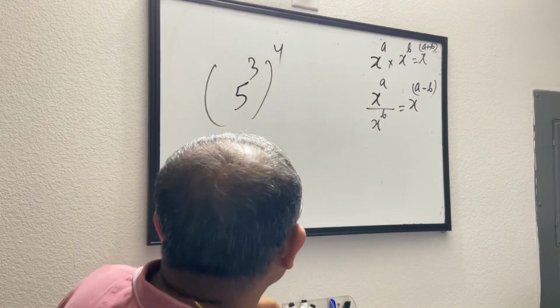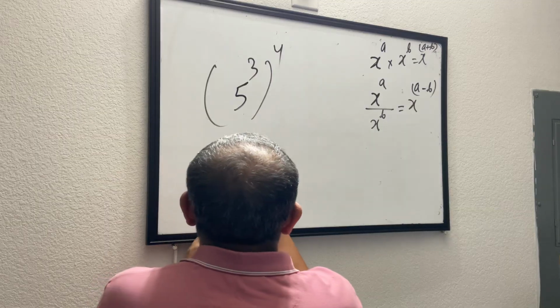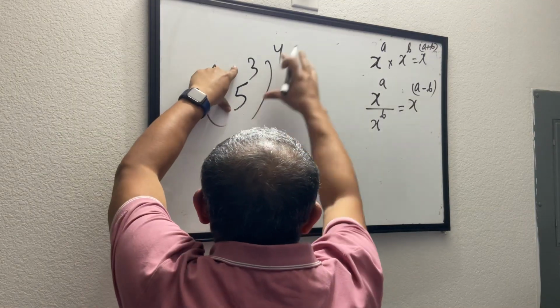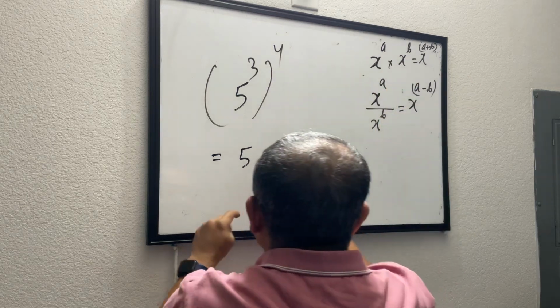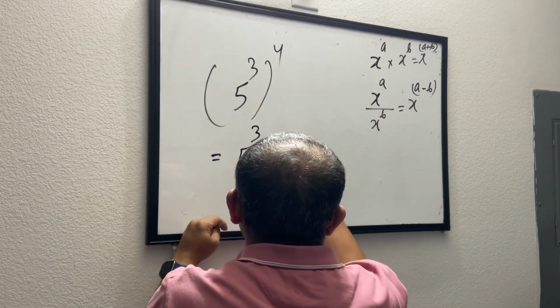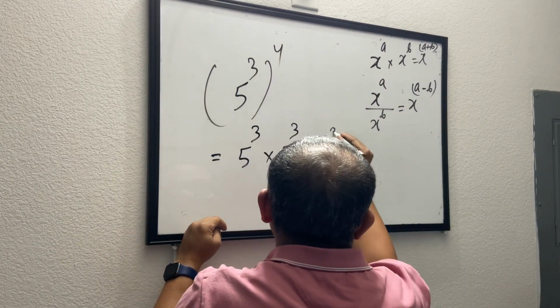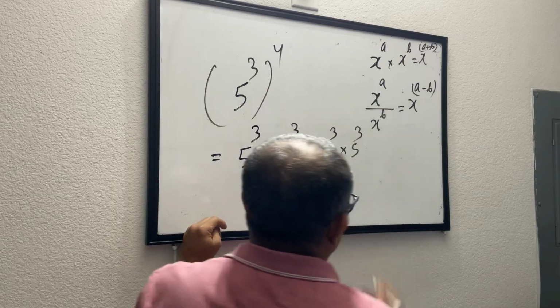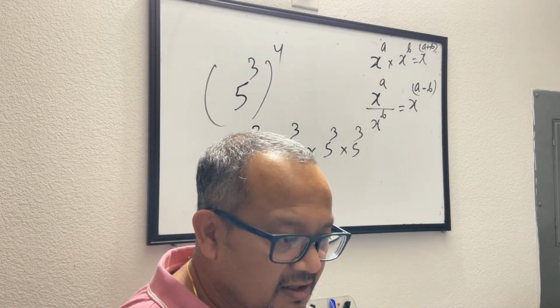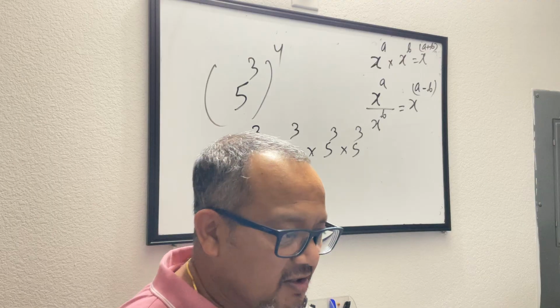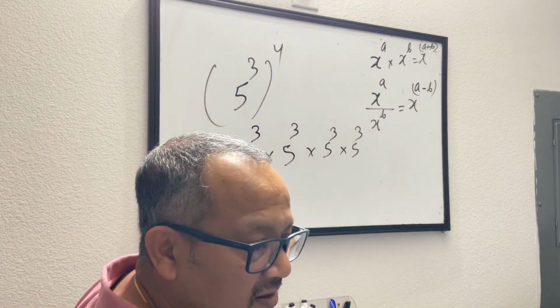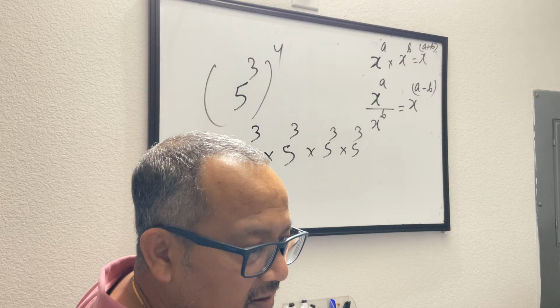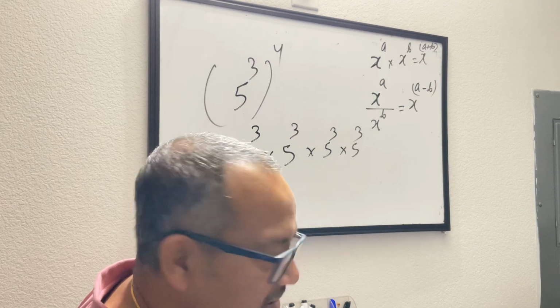And again, let's not worry about it. 5 to the power 3 to the power 4. That means whatever I have, that thing is getting multiplied with itself 4 times. Yeah, that's what it will be, right? Yes, Vishwa.